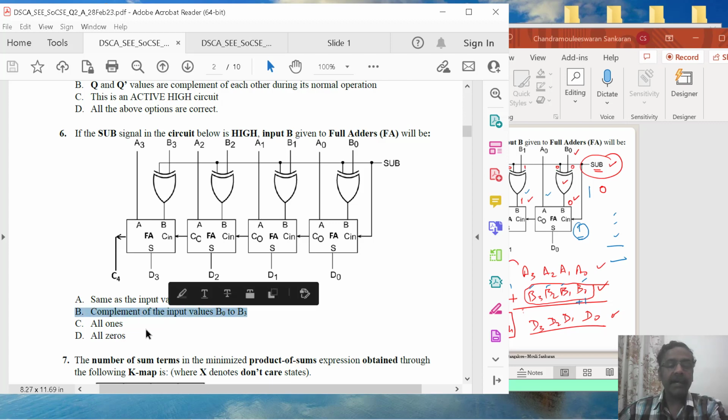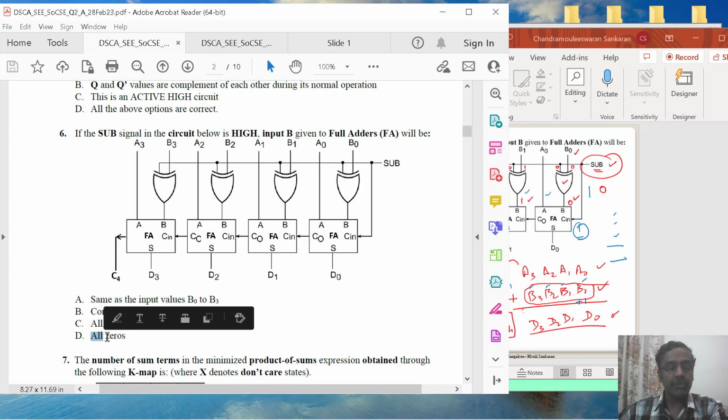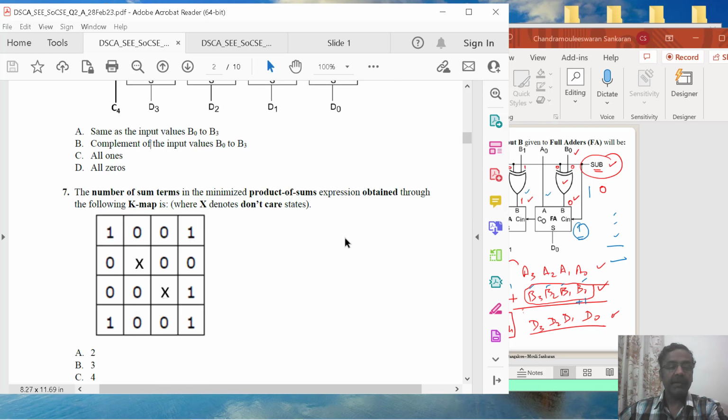So complement means you are just complementing the input, which is same as 1's complement. So this is the correct answer. It's not going to be all ones, it's not going to be all zeros, because it depends on the value of B0 to B3. It's not independent of them. So B is the correct answer for question 6. Let us now go to question 7.